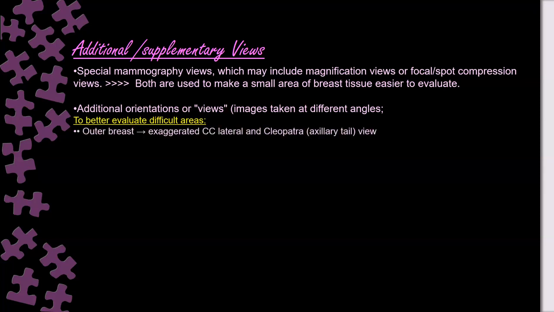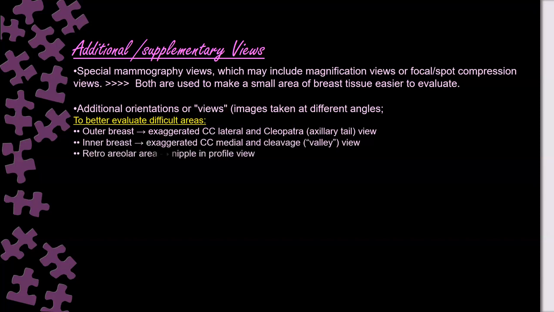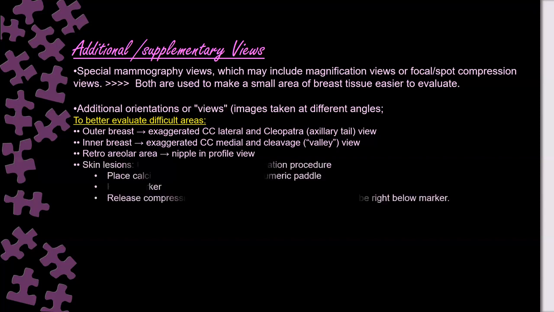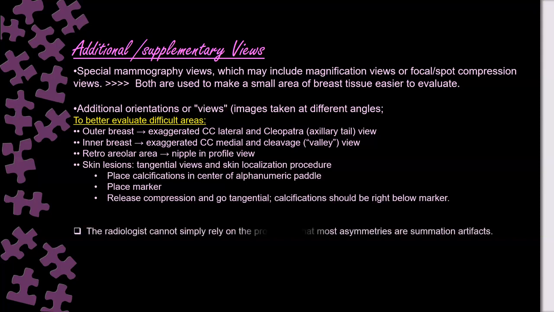So special mammography views include magnification or spot compression views. These are most commonly used. Additional orientation views are images taken at different angles to better evaluate difficult areas like the outer breast, like exaggerated CC views, exaggerated medial CC views or cleavage view, retroareolar nipple in profile views, or skin lesion tangential views.